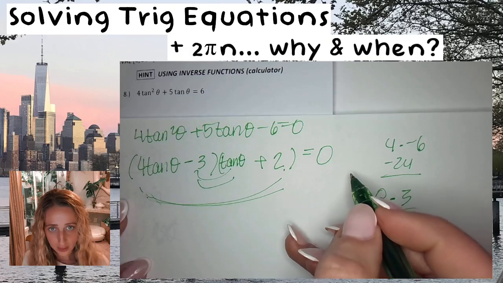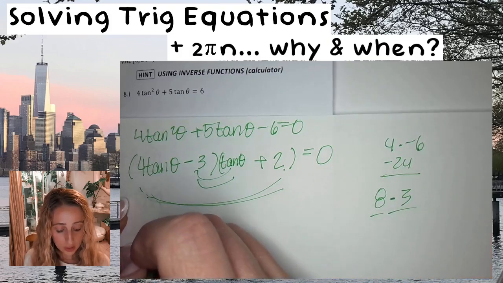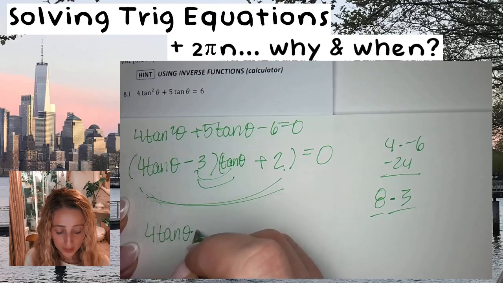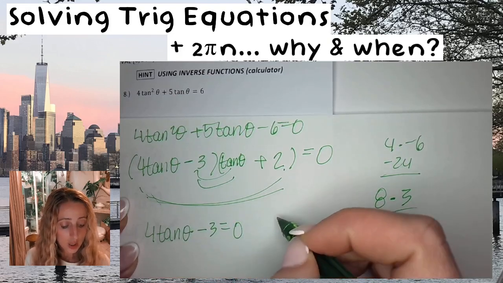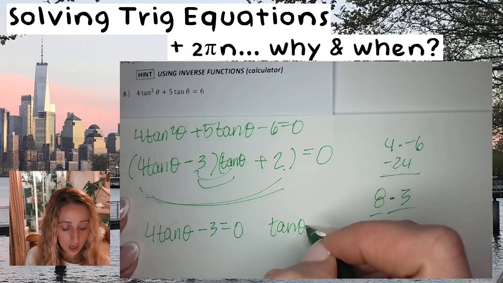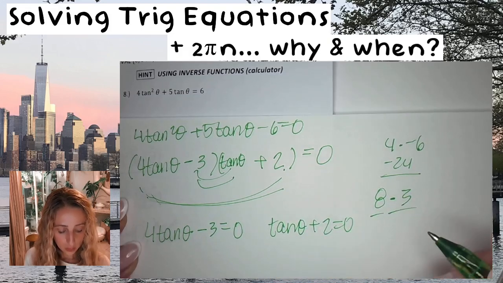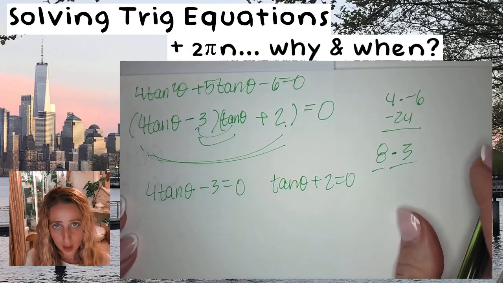Now that it's factored, I'm going to set each factor equal to 0. This is using what we call the zero product property. This is a basic algebra technique that you typically use to solve polynomial equations. I'm going to set both of the factors equal to 0, and I'm going to solve both of them for tan theta.